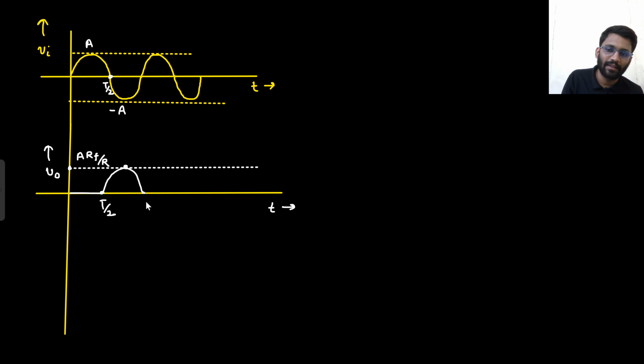And again for the next cycle, this will be 0 only. Then for the next cycle, it will again be A into Rf by R, and it will go on like that, right? Say yes or no. No issue about it. So this is how your output waveform looks like. So this was a half-wave rectifier, but we rectified the negative part this time.